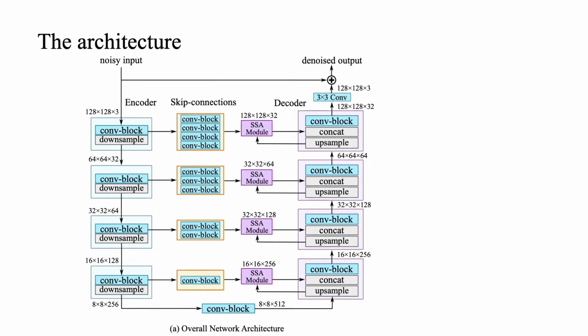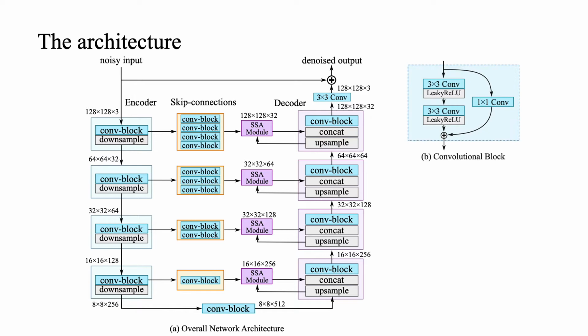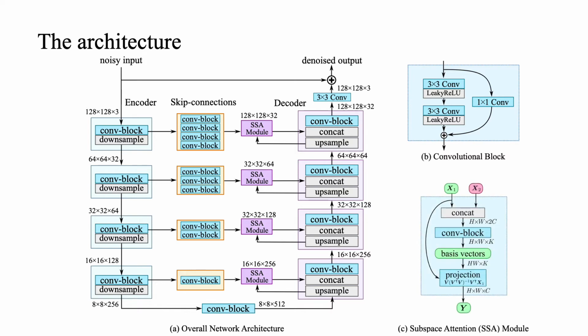The architecture of NBNet is based on a typical UNet architecture. NBNet has 4 encoder stages and 4 corresponding decoder stages. Skip connections pass large-scale low-level feature maps from each encoder stage to its corresponding decoder stage. The basic convolution building blocks in encoder, decoder and skip connections follow the same residual convolution structure. The proposed SSA modules are placed in each skip connection.